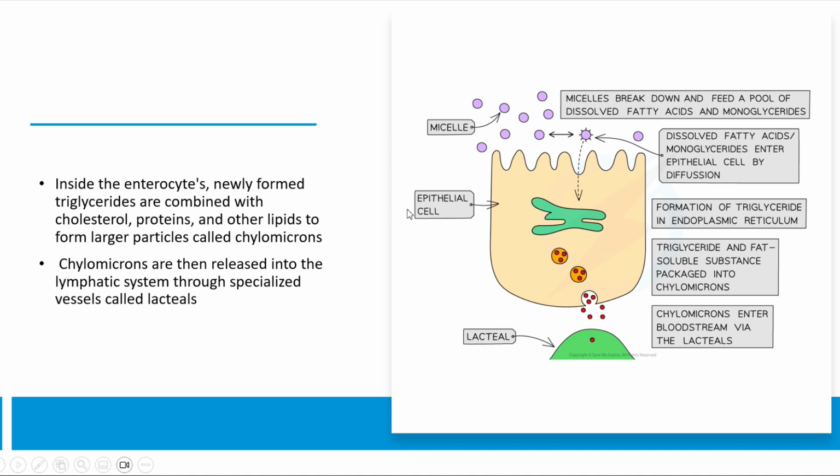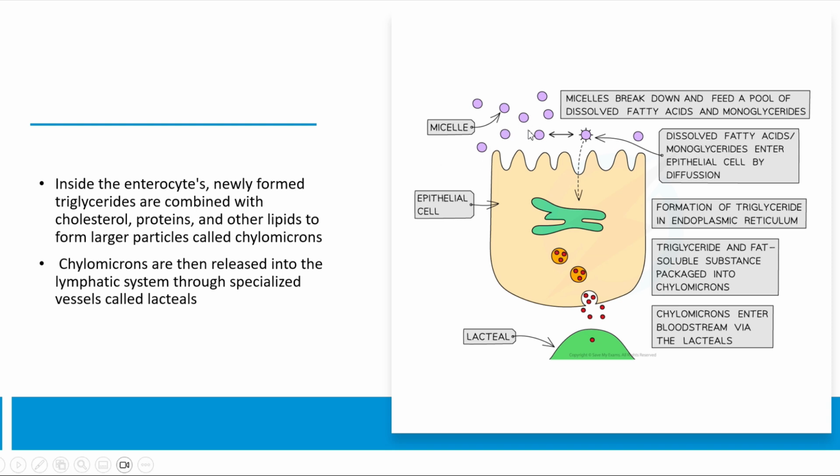Now, inside the enterocytes, newly formed triglycerides are combined with cholesterol, proteins and other lipids to form larger particles called chylomicrons. You need to know that name, the word chylomicron. It's required. These chylomicrons are then released into the lymphatic system through lacteals. You need to know that as well. Lacteals are just vessels, like channels that it can move through.